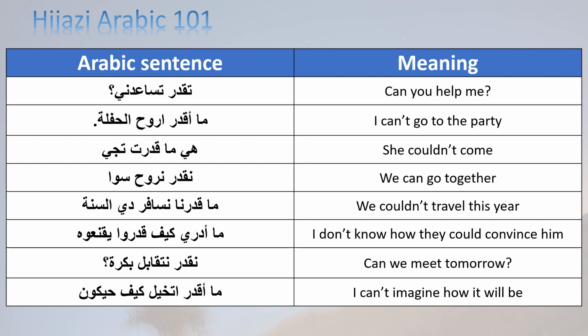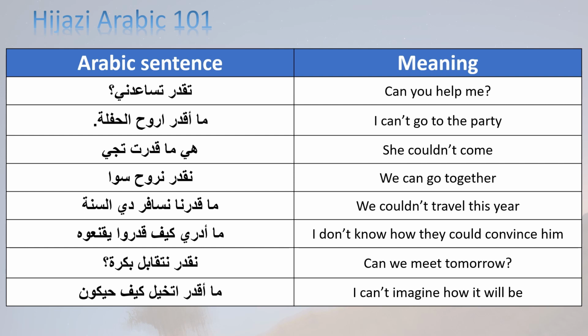هي ما قدرت تيجي. She could not come. هي is she. ما is negation. قدرت. She could. And تيجي is she comes.